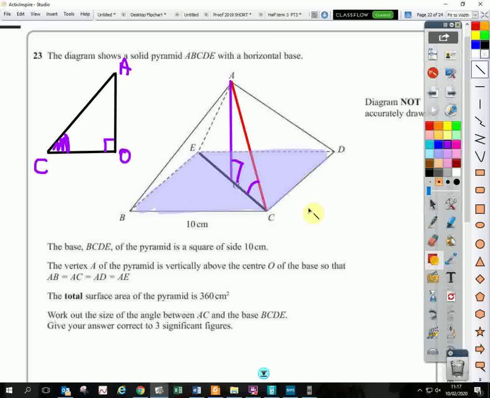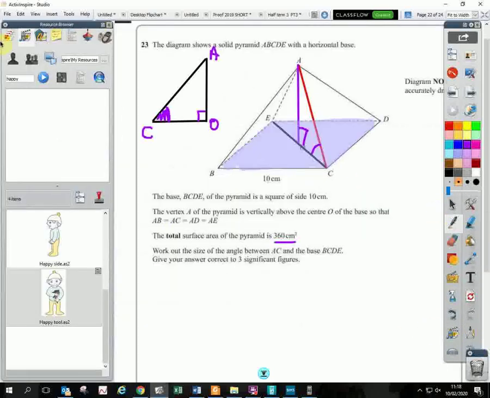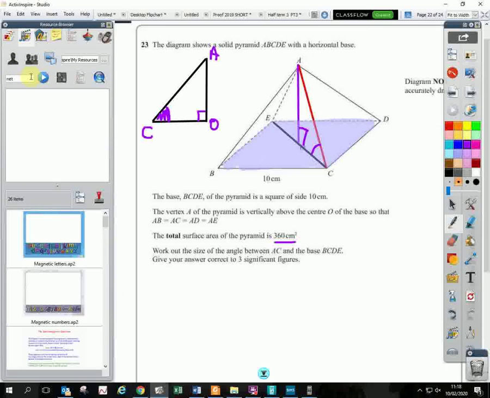So let's have a look at the information then. What do we know? Well, the total surface area of the pyramid is 360. So let's consider what the net of a pyramid looks like. Let's see if I can find one.